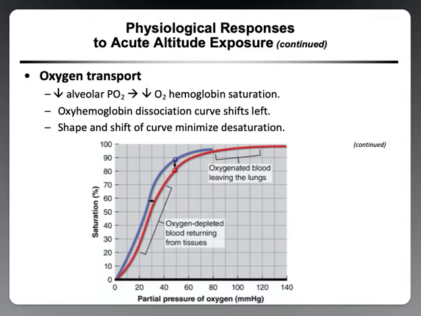We see a leftward shift. The typical curve is in this figure in red, and we see the blue curve indicating the leftward shift. So the shape and shift of the curve minimizes desaturation.